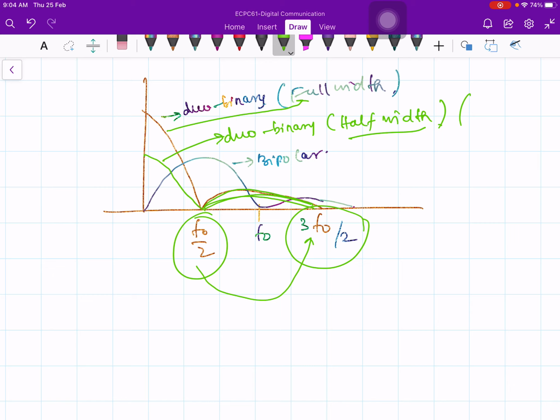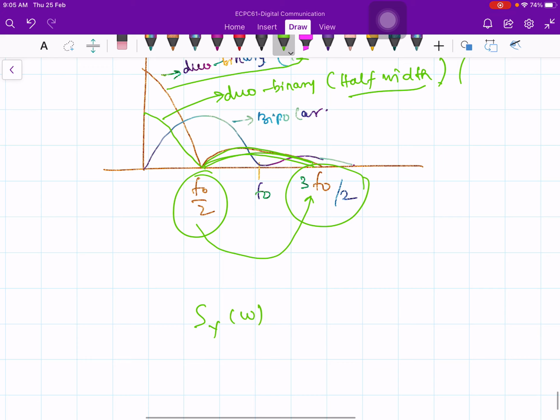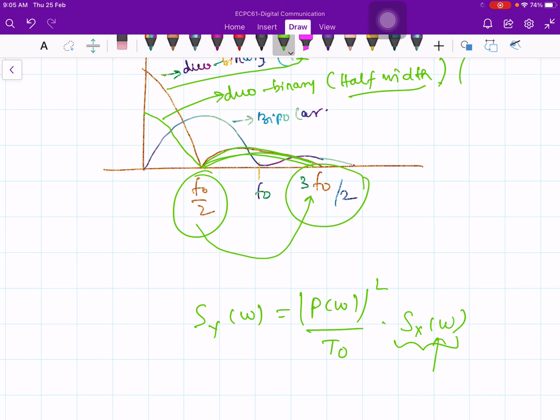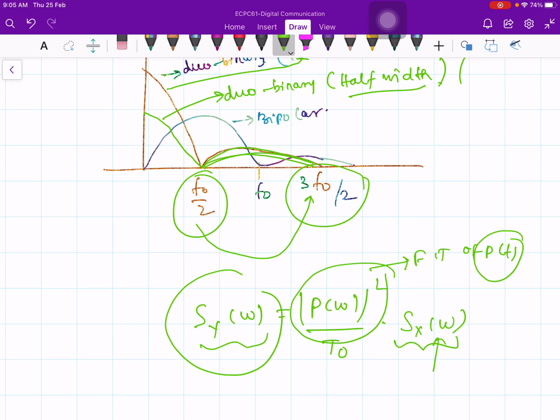Why? Because we have only used one of the things at our disposal. Namely, we are trying to control the spectral shape by the coding scheme only so far. We did not try with the pulse shape. If you take Sy of omega equal to P of omega mod square divided by T naught times Sx of omega, so far we controlled only this Sx of omega through the coding scheme. Now there is one more factor: the Fourier transform of the pulse P of t. If I do something on P of t, then I can also control the spectrum of the output signal.